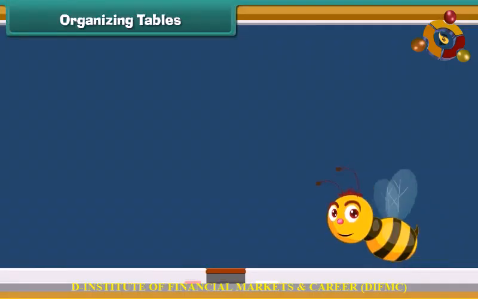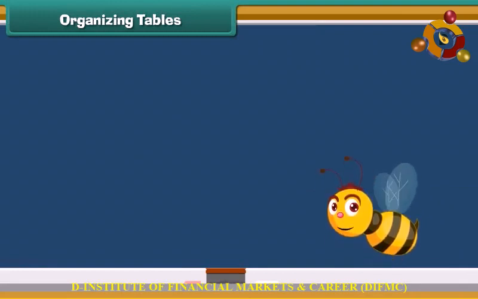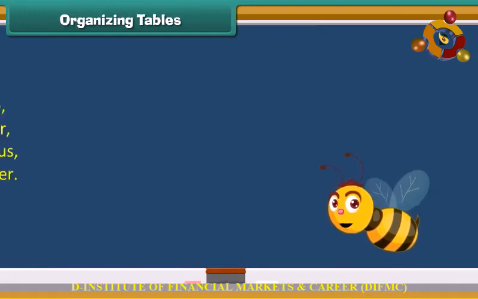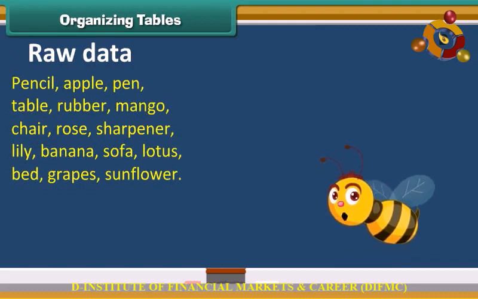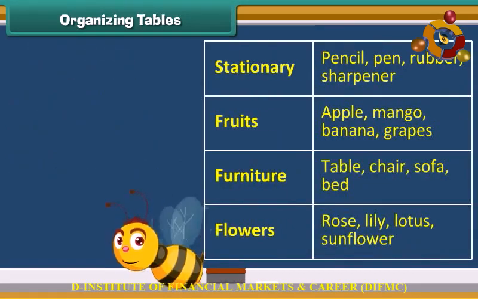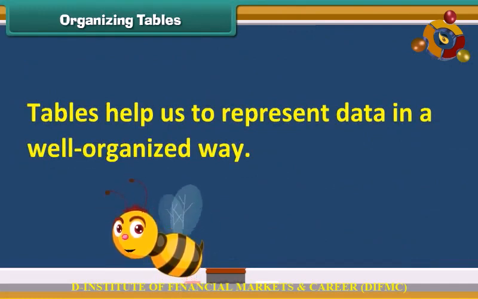Friends, it is easier to find out things when they are kept properly. Well-arranged things are easy to handle. Similarly, organized data is easy to interpret. Unorganized data is called raw data. The given data represents a raw data. We can arrange this data properly by using a table. Tables help us to represent data in a well-organized way.